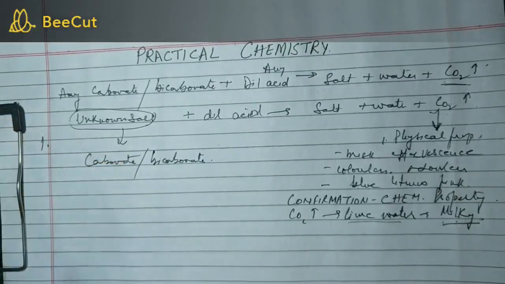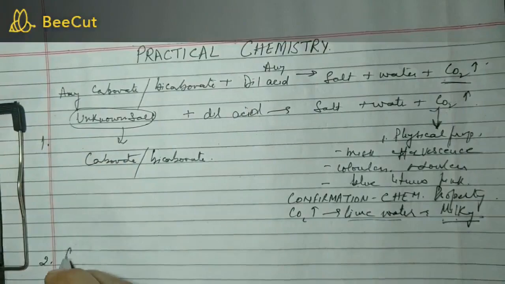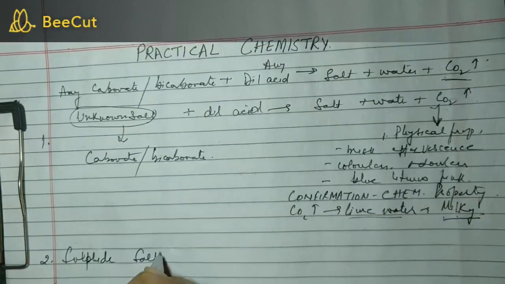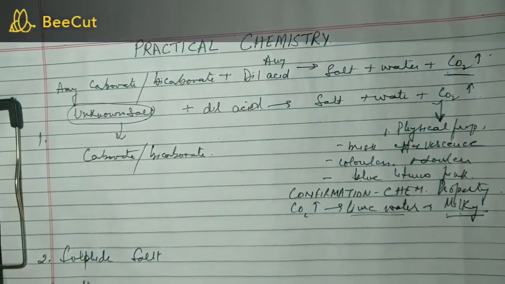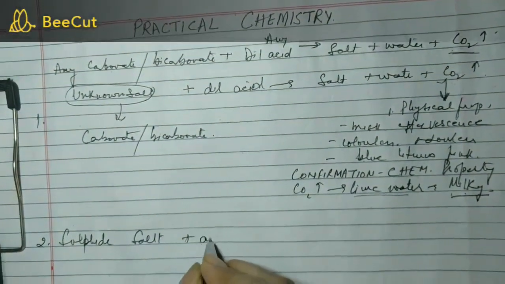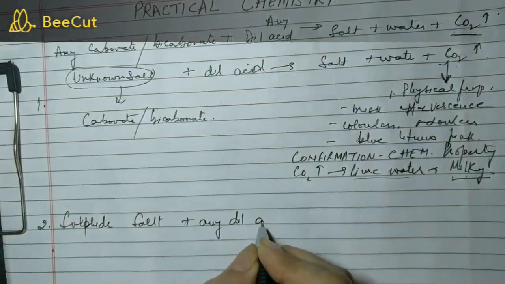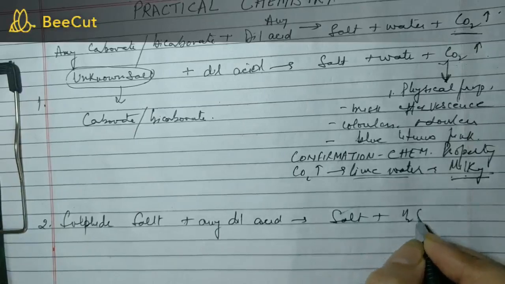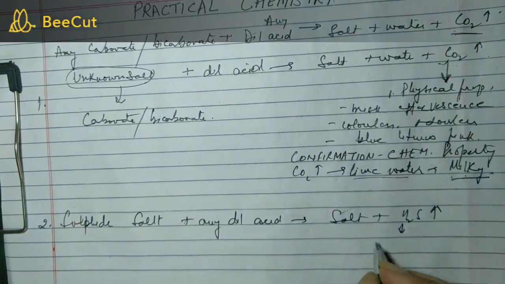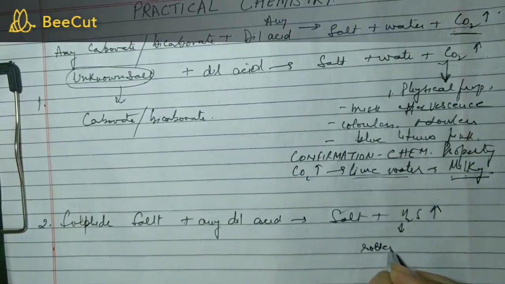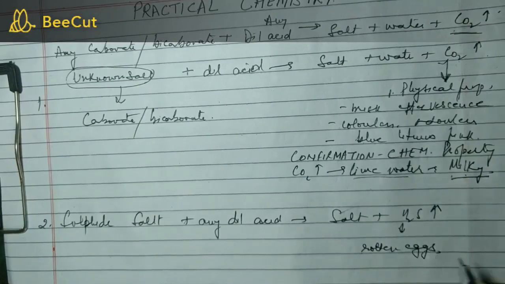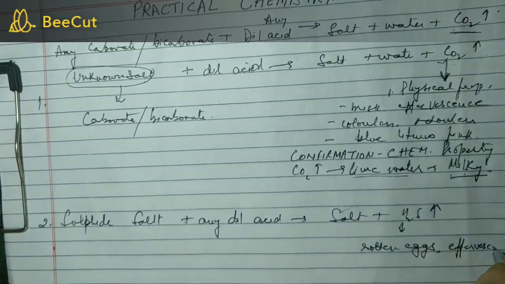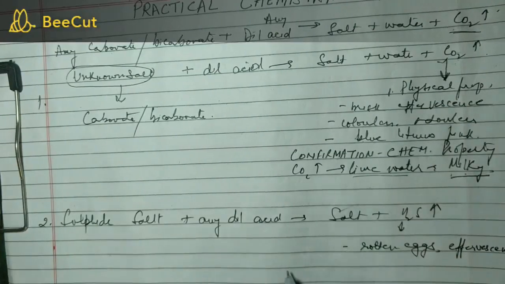I am going to talk about carbonate salt, then I am going to talk about sulfide salt also. So if any sulfide salt is treated with any dilute acid, then it will form H2S gas. H2S gas is the one which has a smell of rotten eggs, and this also comes out with effervescence. These are the physical properties.